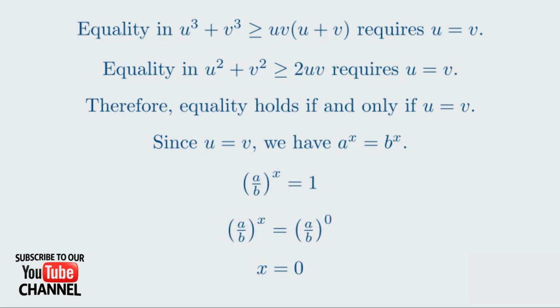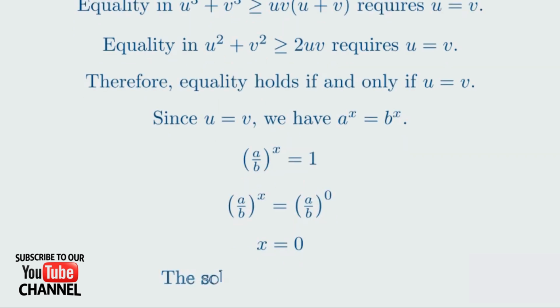Let's recap. We've shown that if a solution exists, it must be x equals 0. We've also proven that x equals 0 is a valid solution. The solution set, denoted by S, is simply the single value 0. Let's summarize what we've accomplished. We started with a complex exponential equation. Our initial equation was a to the 3x plus a to the 2x plus b to the 3x plus b to the 2x equals a to the x times b to the x times the quantity (a to the x plus b to the x plus 2).